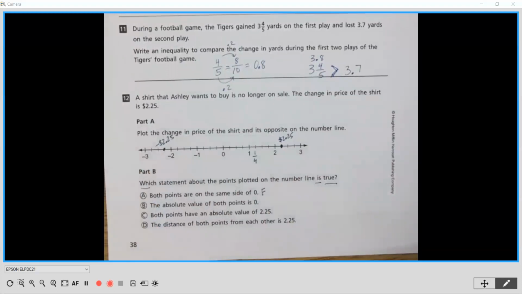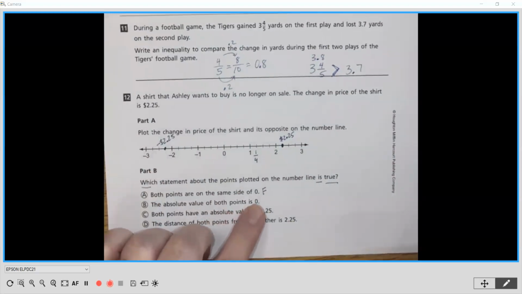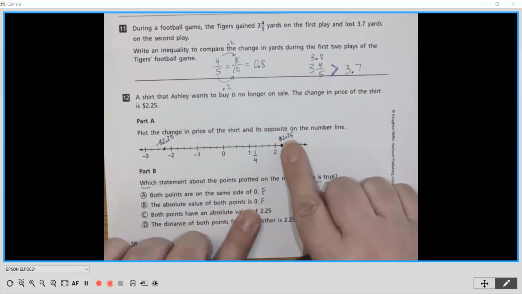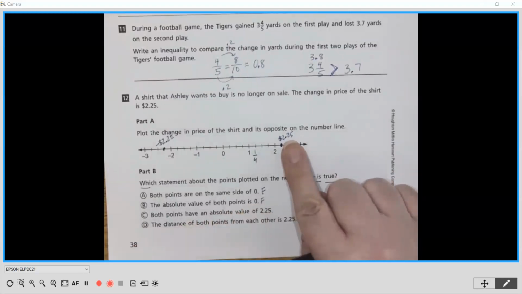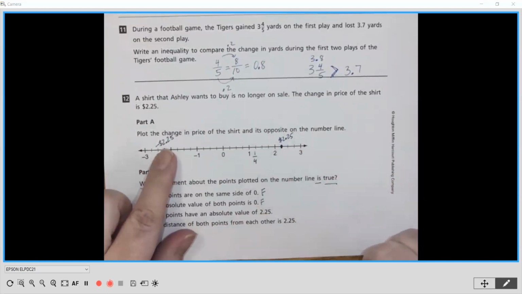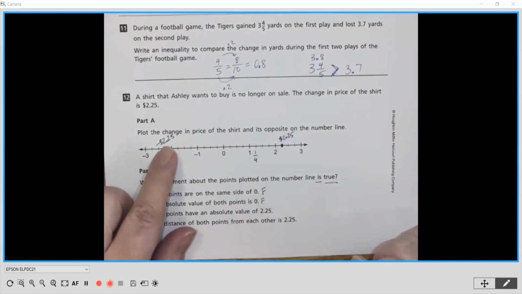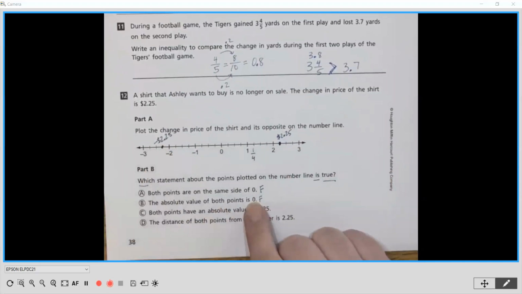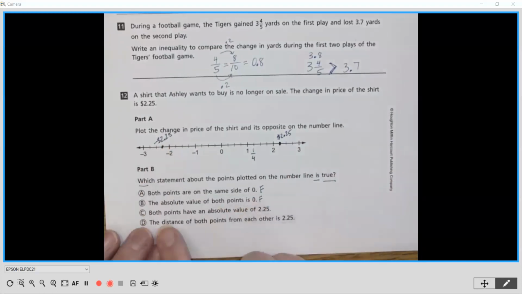So we're going to write an F for false, so we know we already evaluated that statement and determined that it's false. Letter B, the absolute value of both points is 0. That's false. Okay, the absolute value of $2.25 is 2.25, and the absolute value of -$2.25 is also 2.25. So that's false. The only number that has an absolute value of 0 is 0.